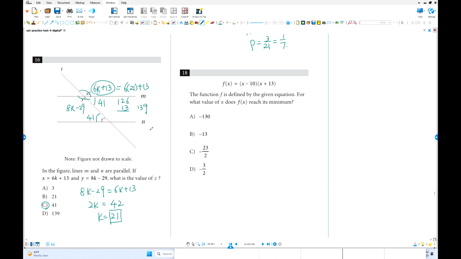Number 18. For what value of x, not value of y, does it have a minimum? This is a graph, okay? When you mark over here, this was negative 13, this is 10. For this value in the middle, there is a minimum value. What is this point? Midpoint of these two, the average, okay? Negative 13 plus 10 over 2, that is the value of x, okay? So negative 3 over 2. When x equals negative 3 over 2, this is actually the axis of symmetry. On this x-axis, there is a minimum value of y, okay? But that's giving you the value of x, okay? Choice D is the answer, okay?